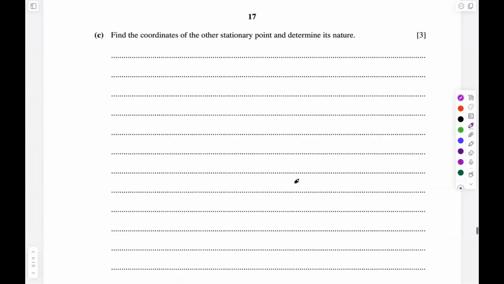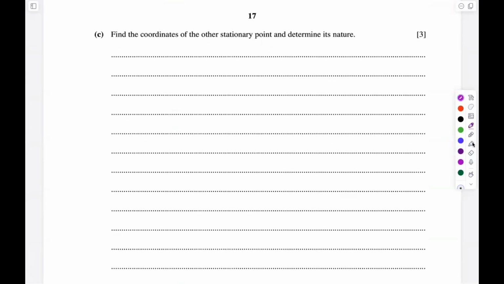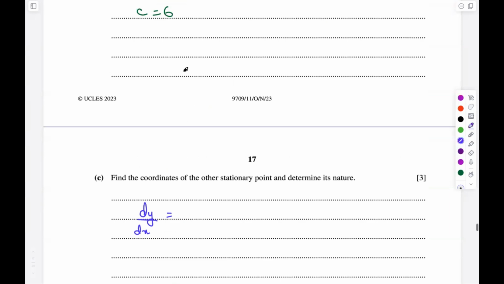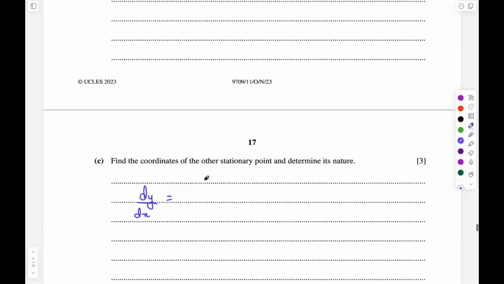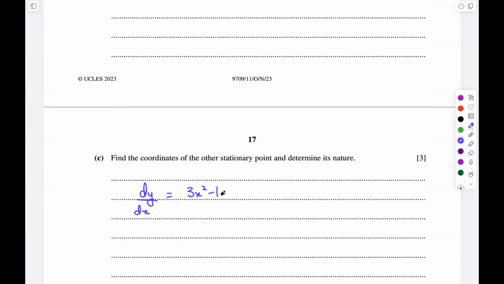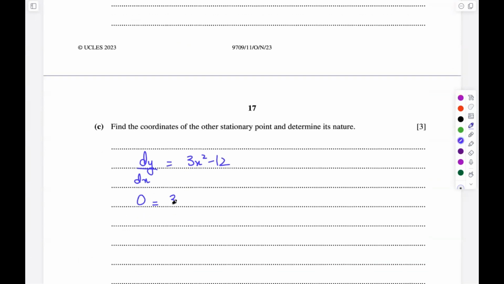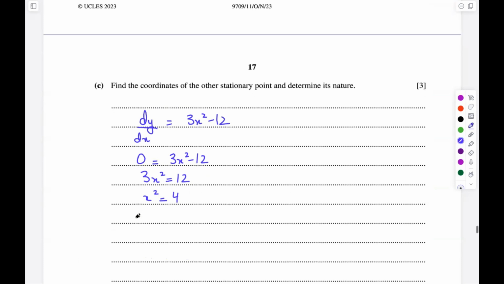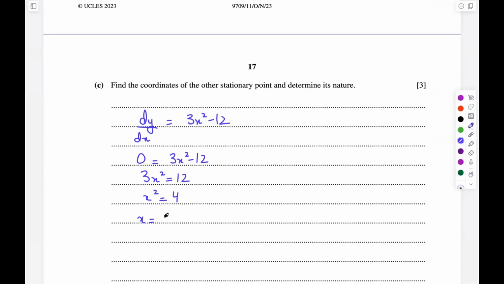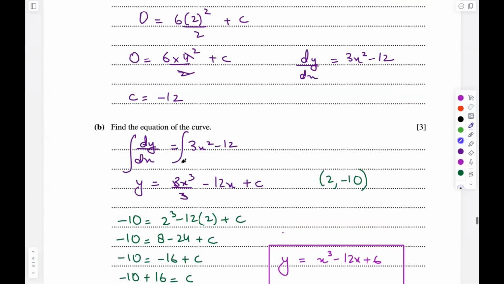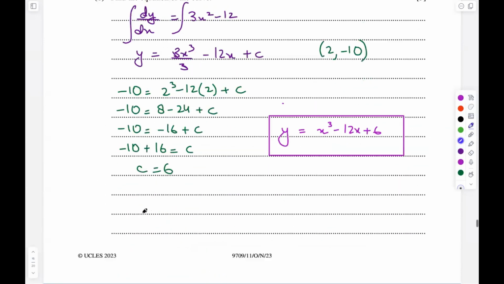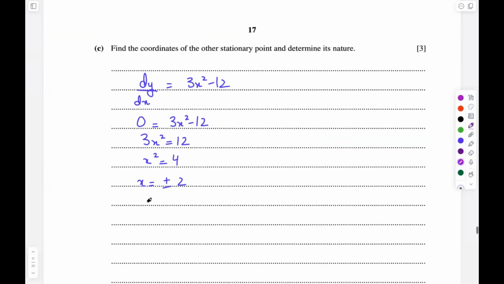In part C, it says find the coordinates of the other stationary point and determine its nature. Now we know that dy/dx was given by the expression 3x² minus 12. For the stationary point, dy/dx is 0. Solving this equation, we'll get 3x² is equal to positive 12, or x² will be equal to 4. Taking the square root of 4, that will become plus or minus 2. Now, as we already had x equals 2 as one of our points, the other stationary point will have x equal to -2.